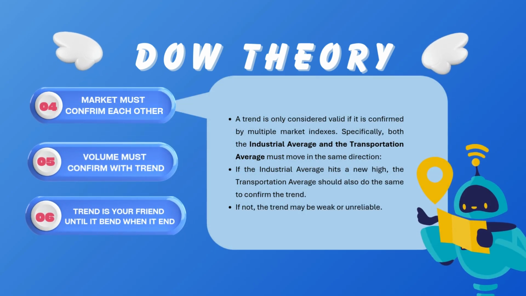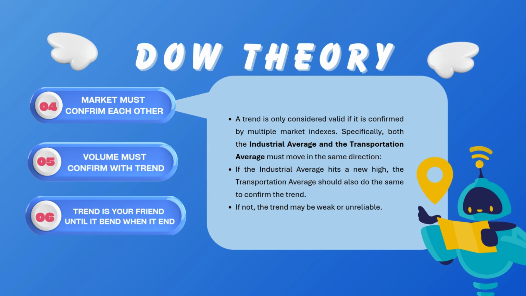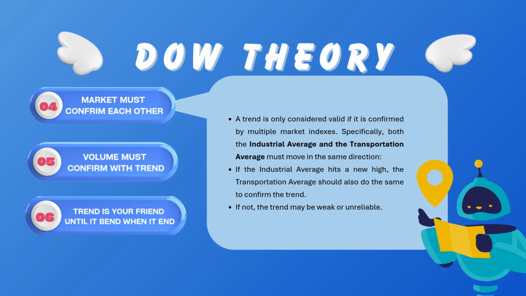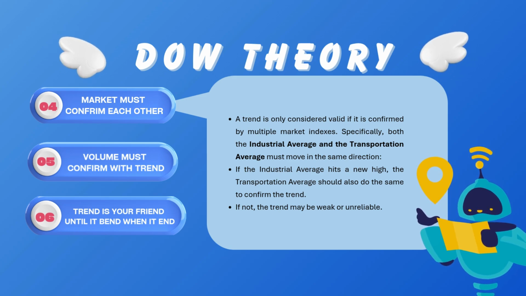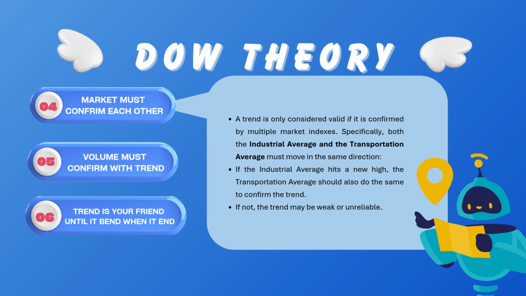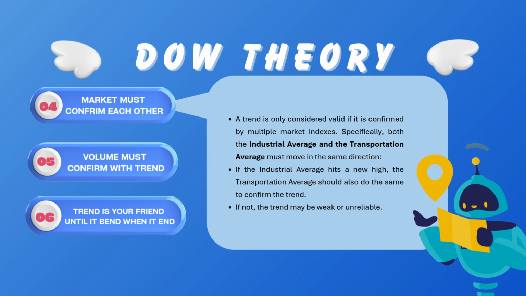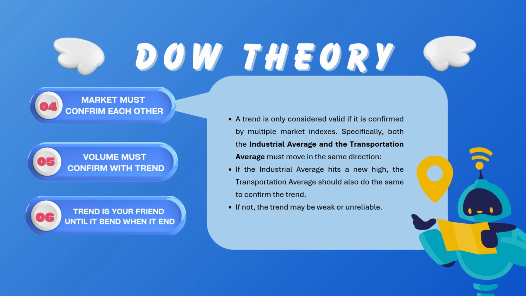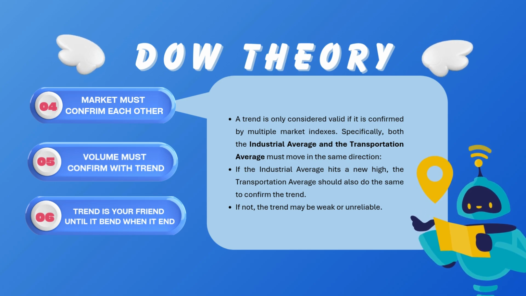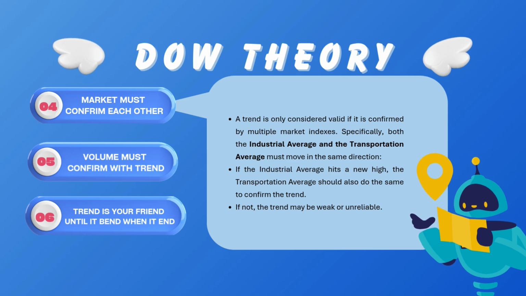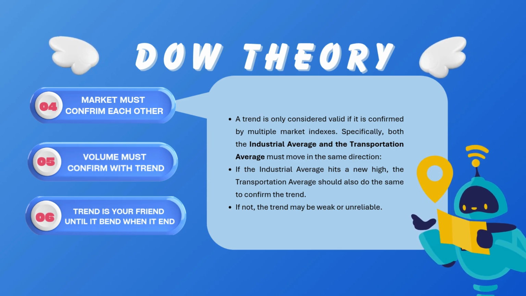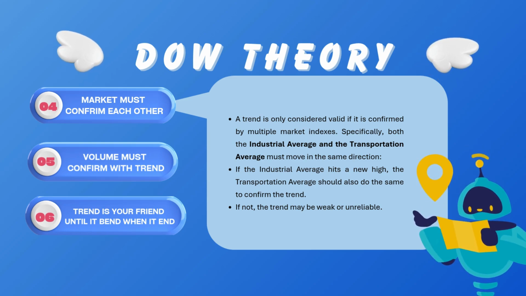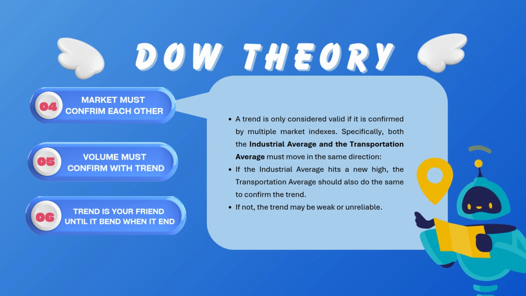Moreover, Dow emphasized that for a trend to be considered reliable, the markets must confirm each other. This involves both the industrial average and the transportation average moving in the same direction. For instance, if the industrial average hits a new high, the transportation average should follow. If not, the trend may be weak or unreliable.